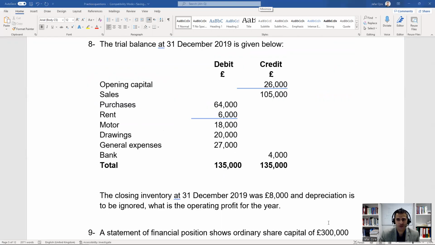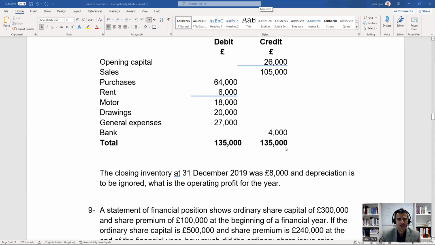So let's move to question number 8. Question number 8 is an interesting question. This is a trial balance. As you see, there are various accounts here. There is opening capital, and there is the sales amount on the credit side. We have purchases, rent, motor vehicle, drawings, general expenses, and bank on the credit side. And the total is 135, as you see.